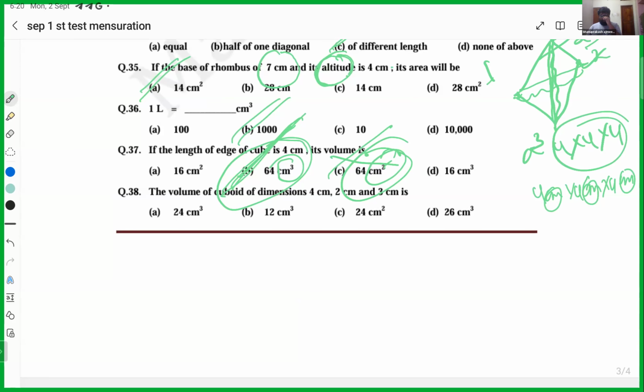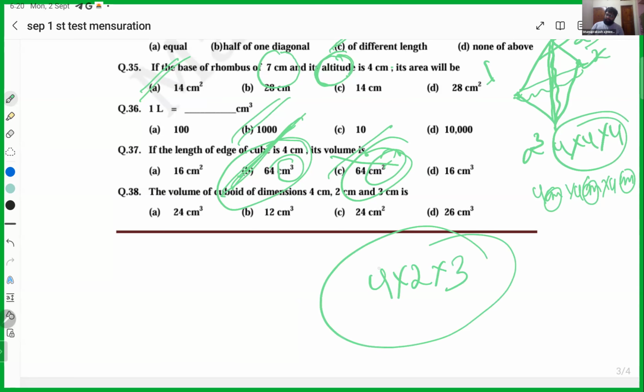Next, the volume of a cuboid of dimensions 4 centimeter, 2 centimeter, 3 centimeter. Sir, 24 centimeters. The volume of a cuboid. Again, this is also the same. Previous questions were also similar kind of questions we did. So 4 into 2 into 3, that is 8 into 3 is 24. And again here 24 centimeter square is given. So this is not the answer. A is the answer.